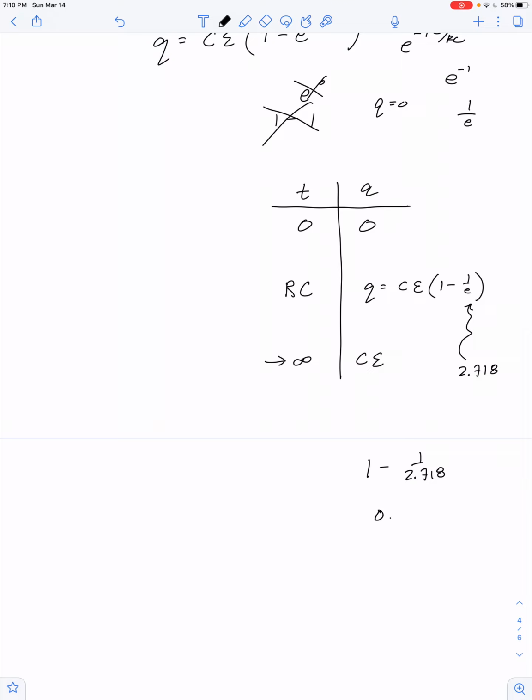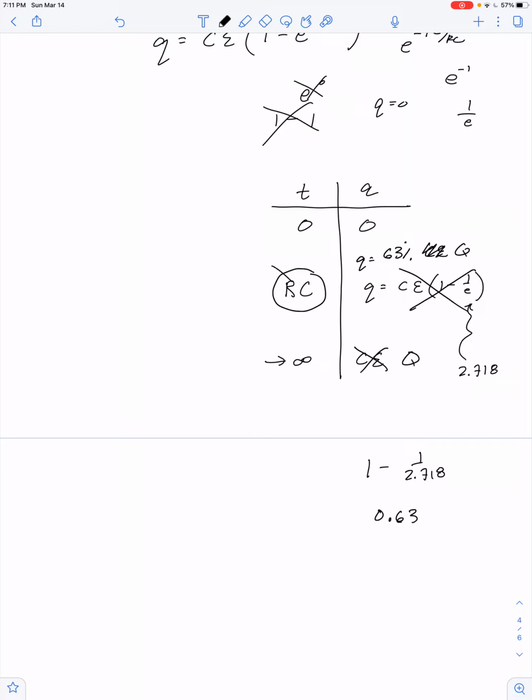You get 0.63. In other words, we can say when the time is the product of R and C, the charge is equal to 63% of the product of capacitance and EMF. Now we might as well just call that capital Q, the maximum amount of charge we can develop on the plates.